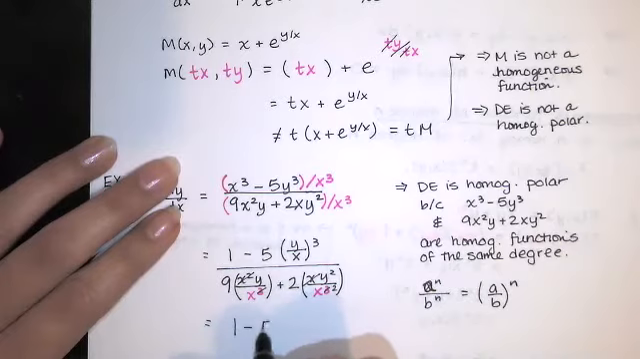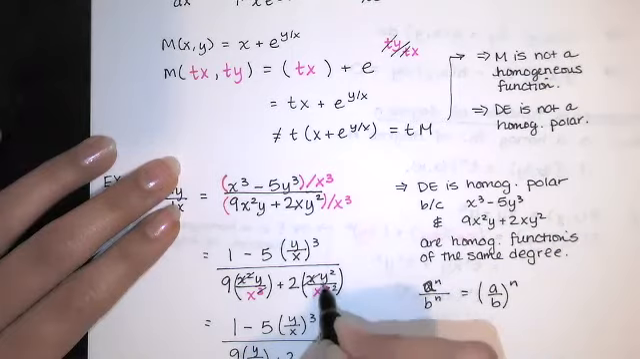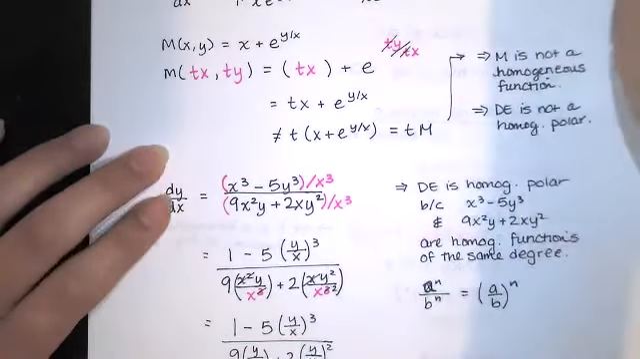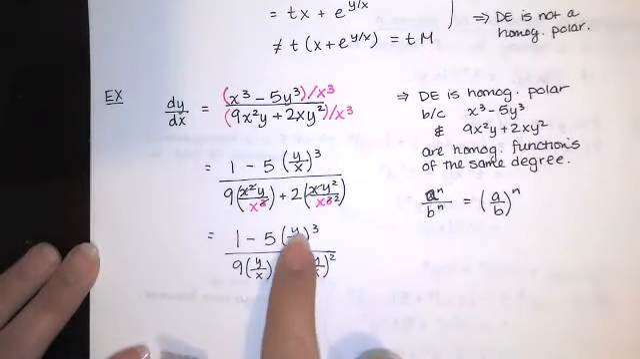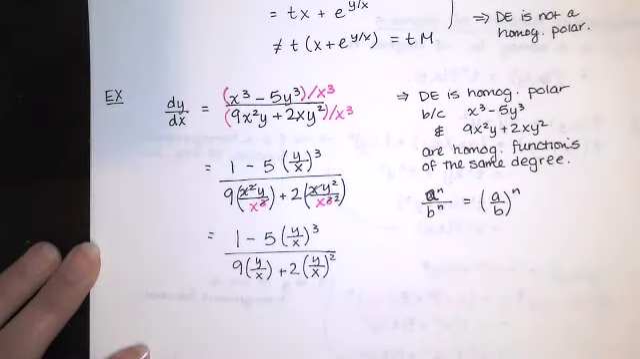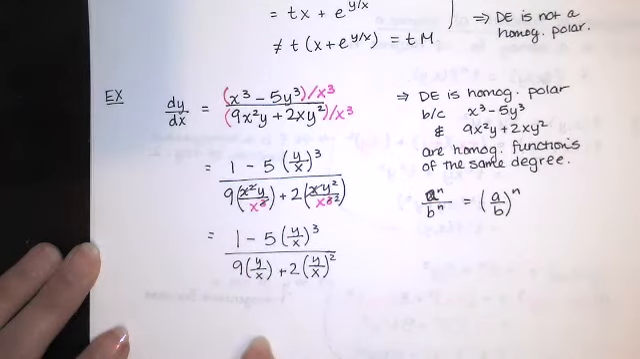And so we end up with 1 minus 5 times y over x quantity cubed, all divided by 9 times the quantity y over x, plus 2 times y squared over x squared, which is the same as y over x squared. So now this right-hand side is written as a function of y over x. So I've got y over x cubed, y over x to the first, y over x squared. And there are no extra y or x terms that aren't in a y over x. This is a function of y over x now.